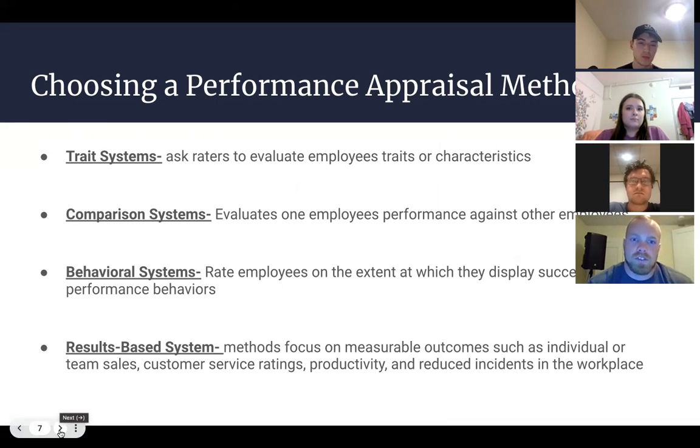All right, next is choosing a performance appraisal method. First one would be a trait system. It asks raters to evaluate employees' traits and characteristics. The next would be a comparison system. It evaluates one employee's performance against other employees. Another one is behavioral system. It rates employees on the extent to which they display successful job performance behaviors. And then the last one is results-based system. It focuses on measurable outcomes such as individual or team sales, customer service ratings, productivity, and reduced incidents in the workplace.